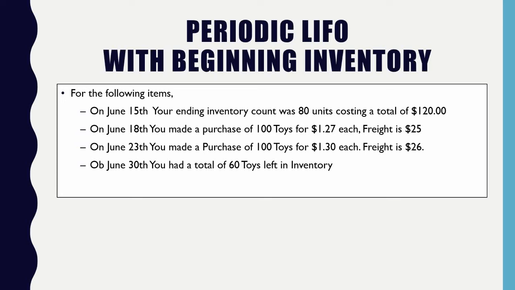So once again, we have the idea here where on June 15 we have a total of 80 units on hand costing $120. Then we have a purchase on June 18 for 100 toys at $1.27 with freight of $25. And then we made another purchase on the 23rd of June for an additional 100 toys at $1.30 each, for which we calculated the freight to be $26.